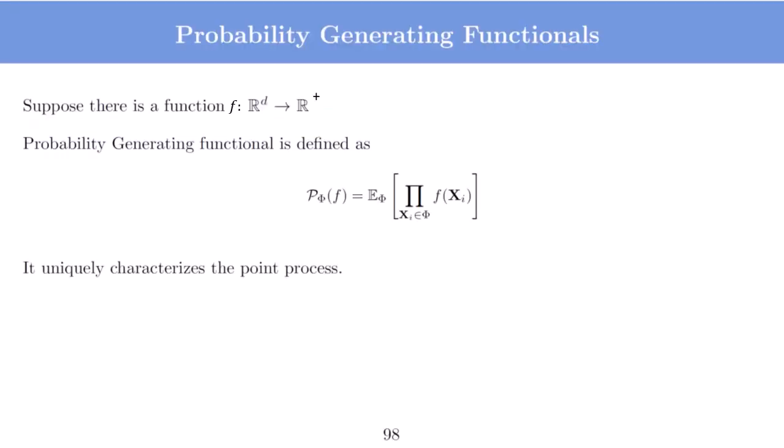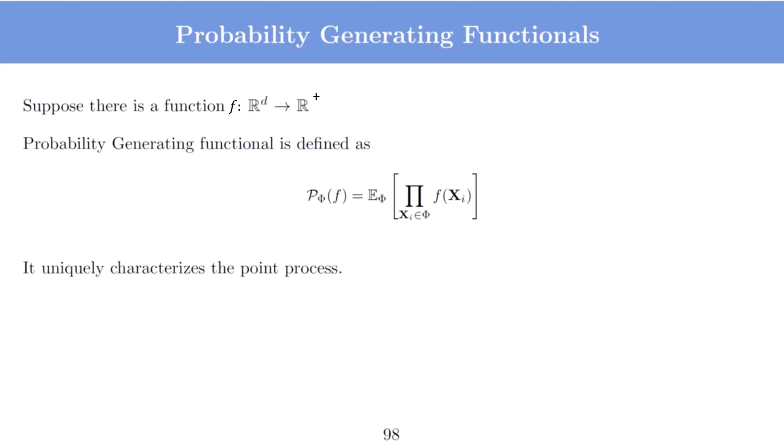Now we will discuss some of the functionals for point processes. So first is the probability generating functional. Let there be a function f from R^d to R. So it takes a location and gives a real number. And let's assume this is a positive number. Then the probability generating functional is defined as: you go to each point and compute the value of f at that point, and then you multiply this value over every point, and then you compute the expectation of it. That is known as the probability generating functional.